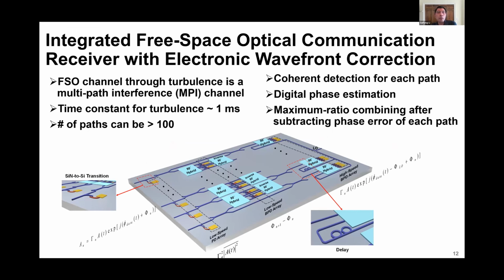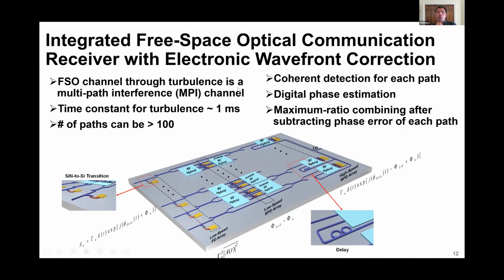So in free space communication, we have to send light through turbulent atmosphere. It's essentially a multipath interference channel. The time constant is on the order of a millisecond, and depending on the condition of the turbulence, there can be something like 100 independent paths for the signal to go through.